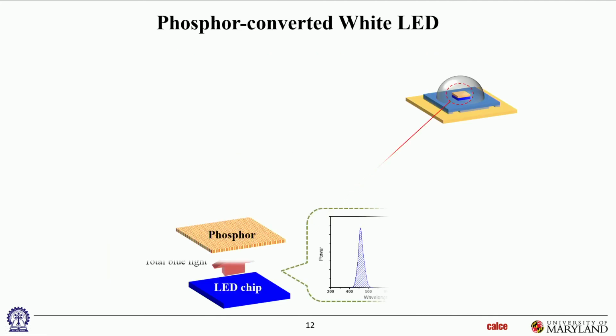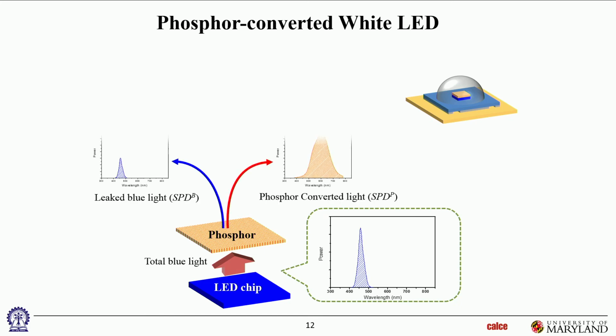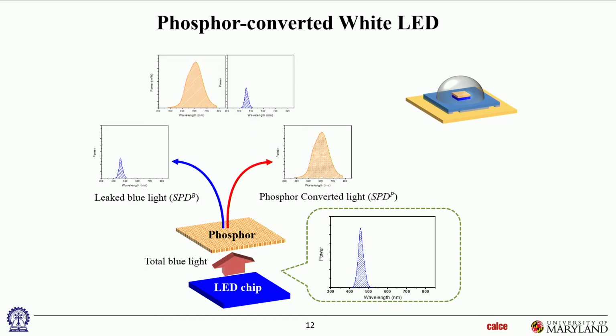So here's what the phosphor converted light does. This is again Dr. Hahn's chart. I'll explain the message that he intends to give here. You put the phosphor layer on top of a blue LED chip. So there's the blue LED chip and the phosphor layer on top of that.